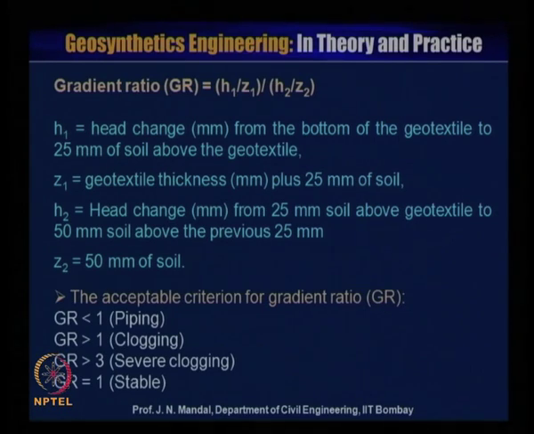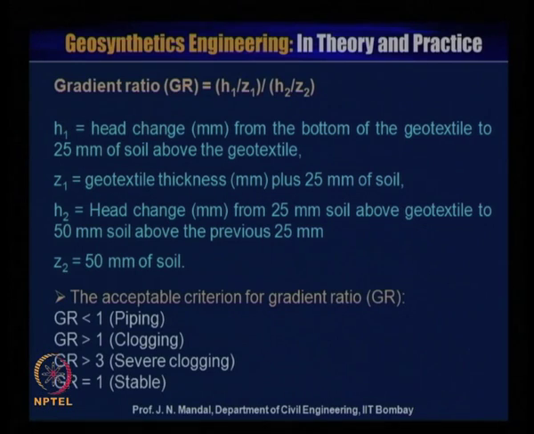So, in general, this is the acceptable criteria of the gradient ratio. Now, you know the head loss, you can calculate H1 and H2, and you know Z1 and Z2, and then you can calculate the gradient ratio. Now, if the gradient ratio is less than 1, then it is piping. If the gradient ratio is greater than 1, it is clogging. If the gradient ratio is greater than 3, then severe clogging, and if the gradient ratio is equal to 1, then you can say it is stable.